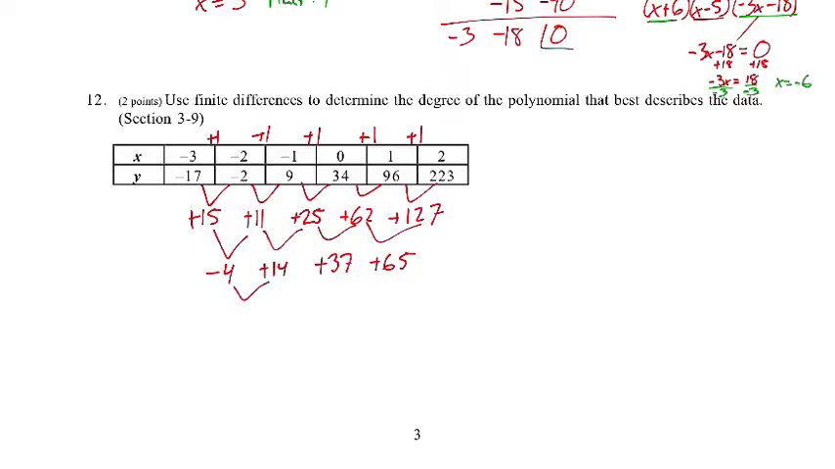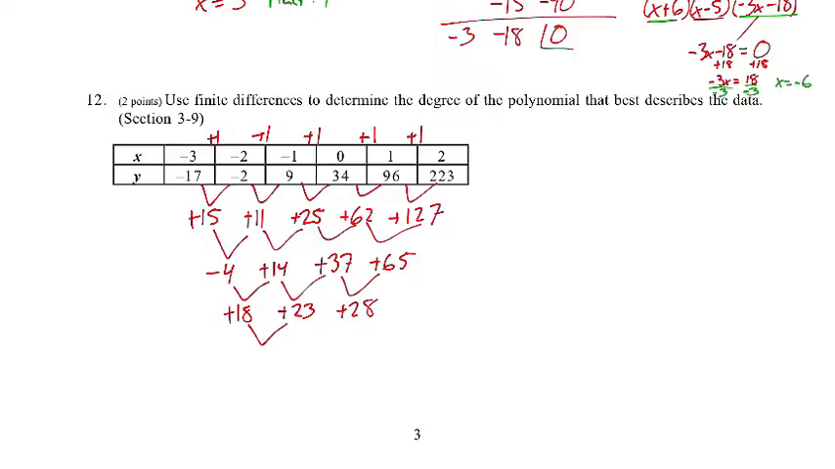Going from negative 4 to 14, we have to add 18. Going from 14 to 37, we're adding 23. And going from 37 to 65, we're adding 28. So this is row 3, which means if they're constant, we'd have degree 3, or cubic. But we don't. So we keep going.